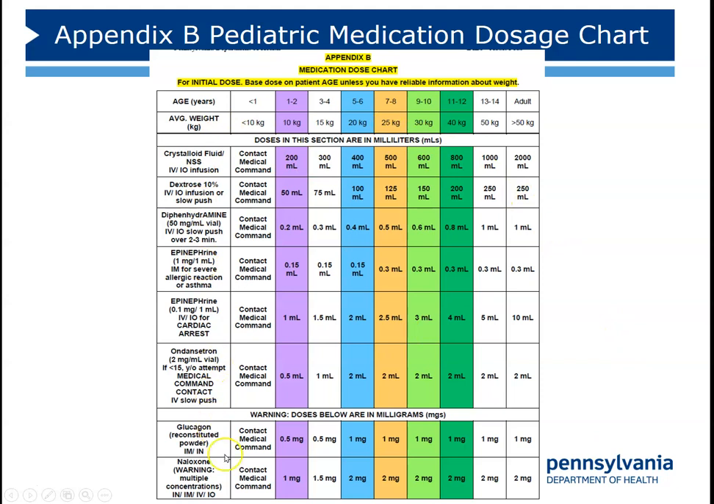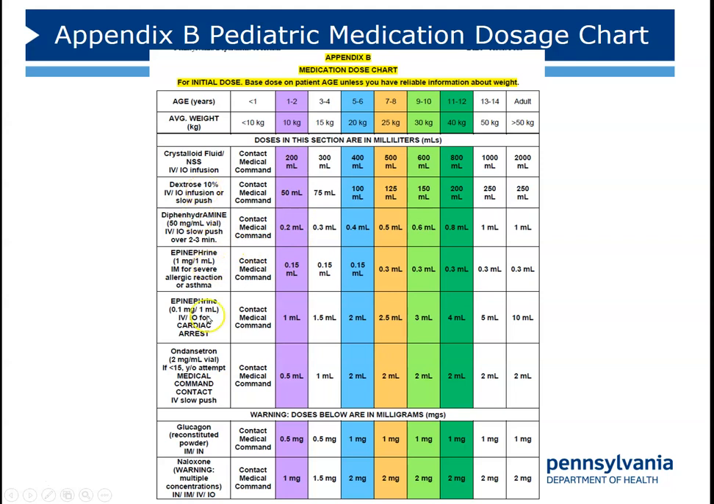And then as we go down, notice the crystalloid fluid for your IOs and IVs. An individual who is 1 to 2 years of age, average weight 10 kilos, which is 22 pounds, would get 200 mLs of a crystalloid doing a fluid challenge. All right.